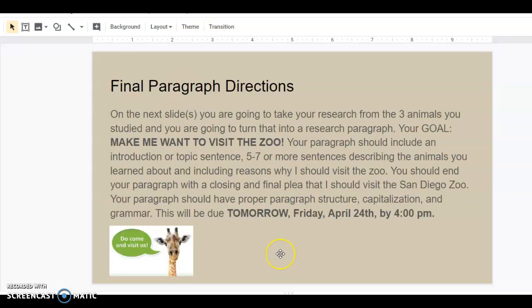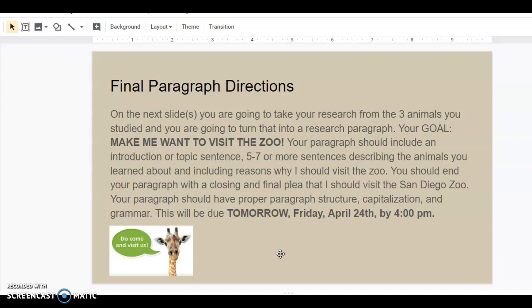But what you're going to do on the next slides, I have given you 3 slides. Okay, if you need more, insert a new slide. If you don't need them all, don't worry about it. On the next slides, you are going to take the research from your 3 animals that you studied, and you are going to turn that into a research paragraph.